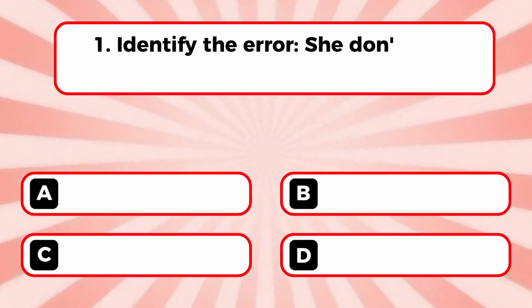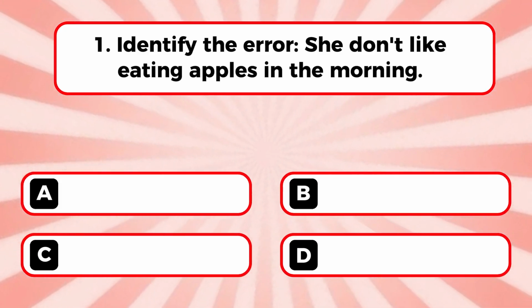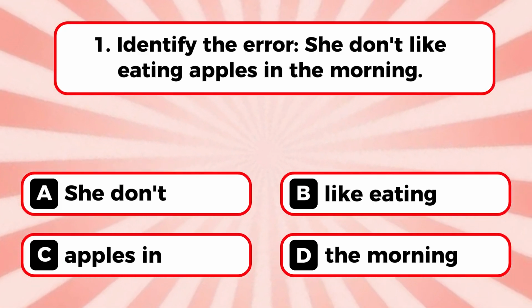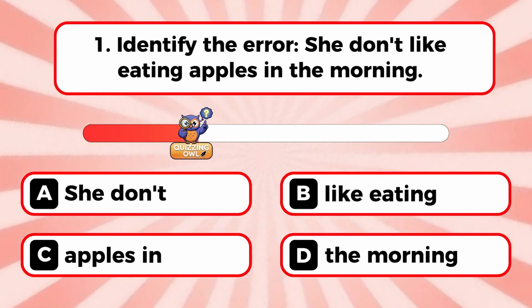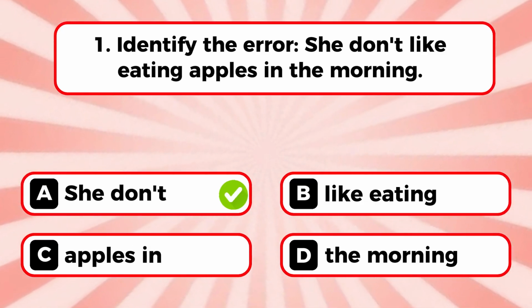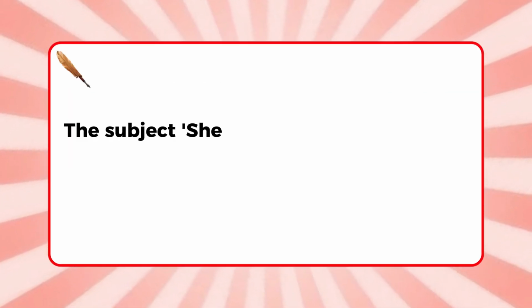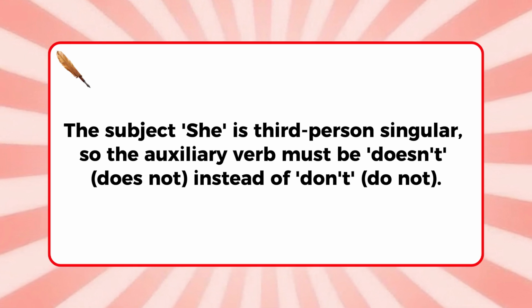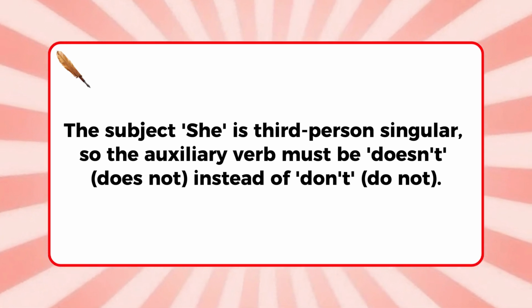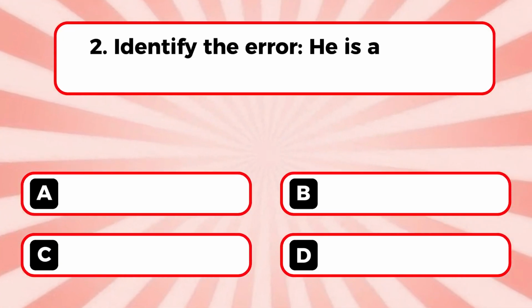1. Identify the error. She don't like eating apples in the morning. The subject she is third person singular, so the auxiliary verb must be doesn't, does not, instead of don't, do not.